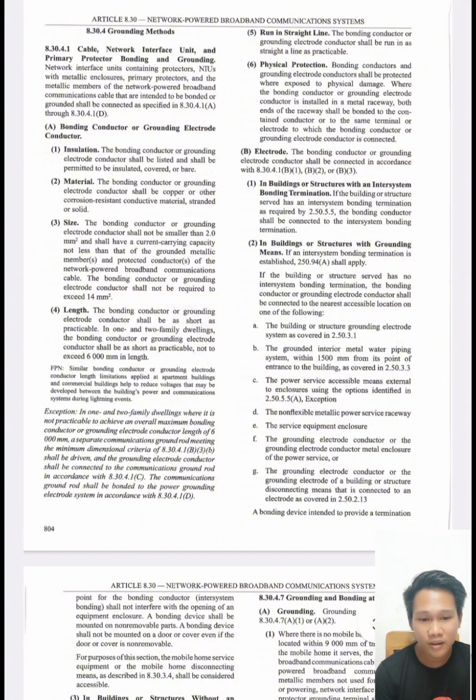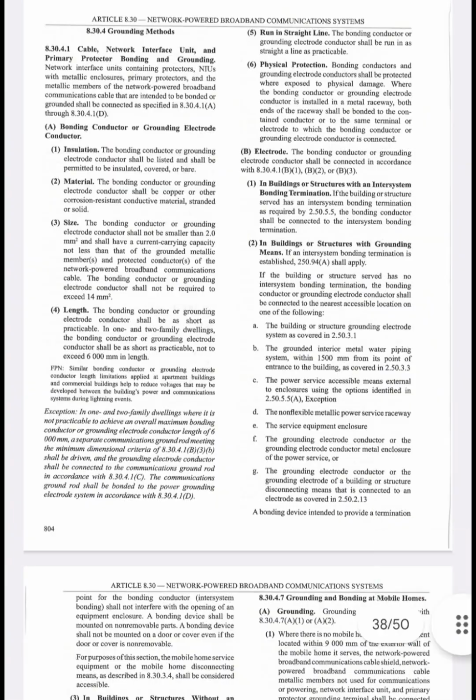So, a bonding device intended to provide a termination point for the bonding conductor or intersystem bonding shall not interfere with the opening of an equipment enclosure. A bonding device shall be mounted on nonremovable parts. A bonding device shall not be mounted on a door or a cover even if the door or cover is non-removable. For purposes of this section, the mobile home service equipment or the mobile home disconnecting means as described in 8.30.3.4 shall be considered accessible.